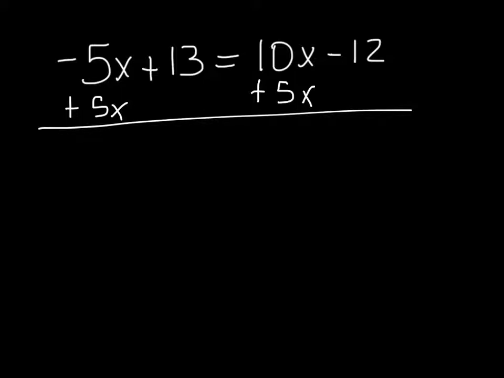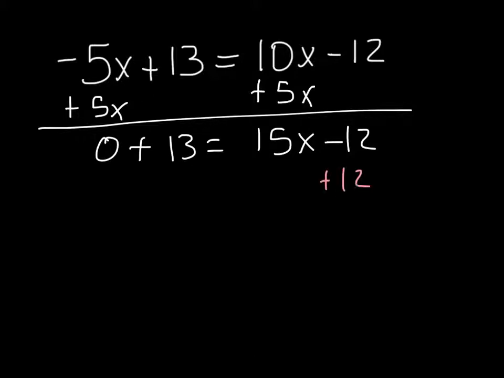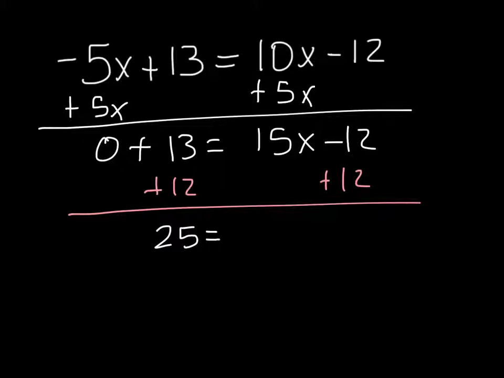The goal is to get the x's together and get the non-x terms together. So now this is 0 plus 13 is equal to 15x minus 12. So now I'm going to go ahead and add 12 to both sides. And sure, I could have subtracted 13 from both sides, but that would have meant that I would have an expression on the right is equal to 0 on the left, and it's not exactly helpful. So 25 is equal to 15x because these canceled each other out, went to 0.